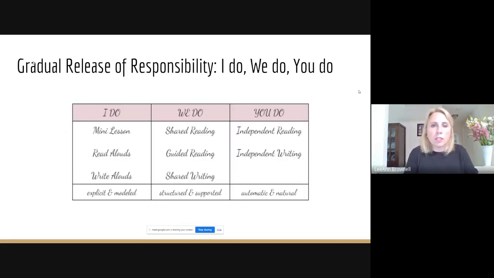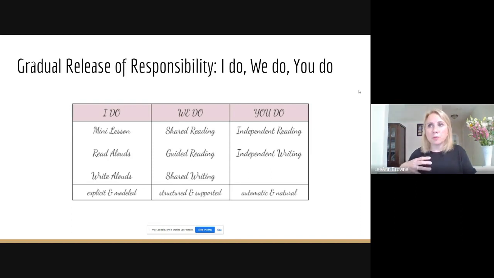So each approach has a different level of student responsibility. And so a quick way to remember is I do, we do, you do. So I do as the teacher, we do as a group, you do as the student. So we are gradually releasing responsibility to the students. Examples of I do, meaning the teacher: the teacher is instructing, delivering a mini lesson, doing read alouds and write alouds. So this is very explicit and modeled. You are giving examples, you are modeling the process, a thinking process.